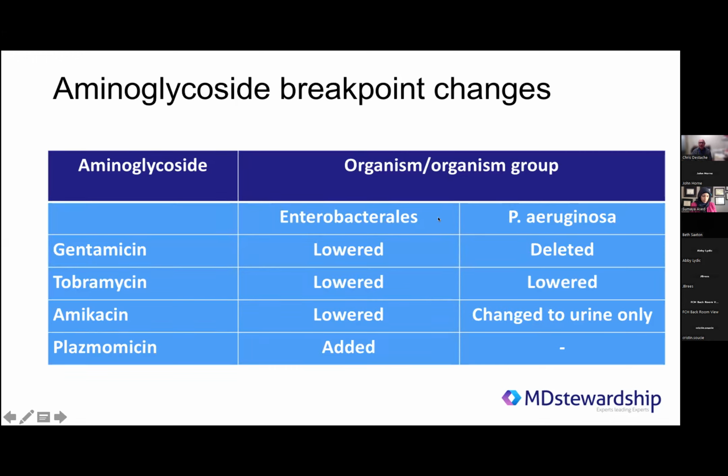So here's one of the breakpoint changes that occurred in 2023. They looked at aminoglycosides in the breakpoints, and for Enterobacterales or any of the gram-negative isolates, they lowered the aminoglycoside breakpoint. By lowering it, more of the organisms would be in the susceptible category, and you'd be able to define the organisms that are susceptible compared to the organisms that are resistant.